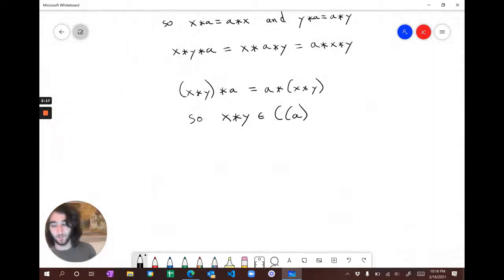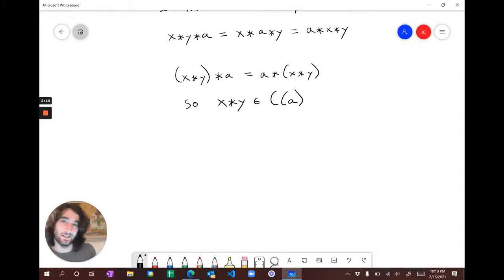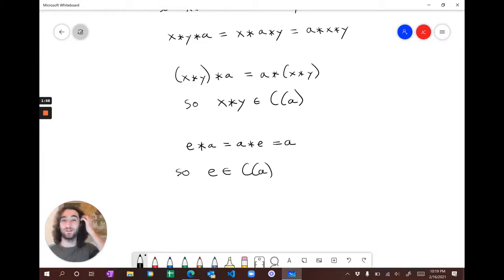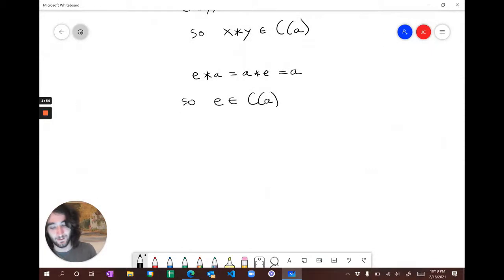Okay, what about the identity? Is the identity in the centralizer? Well, yeah. Does the identity commute with A? It sure does. The identity times A is the same as A times the identity, because both of those are just A. So, boom. Because that's what it means to be in the centralizer, that your product with A in both directions is the same. And then finally, what about inverses?